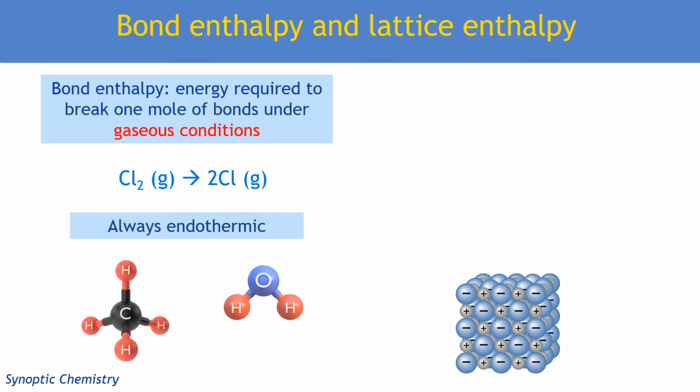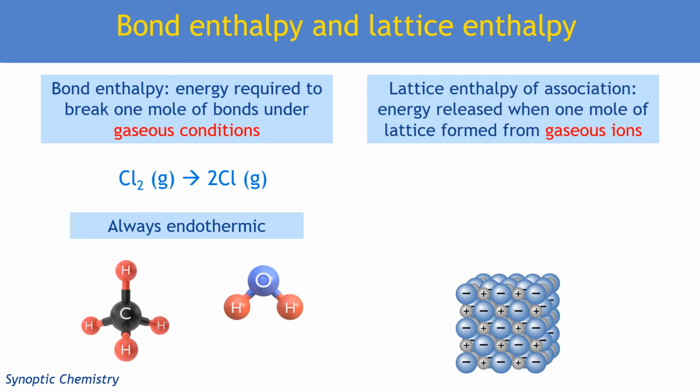Lattice enthalpy is like the equivalent of bond enthalpy, but for ionic compounds. And usually at A level, we define it as lattice enthalpy of association, putting the lattice together. So it's energy released, making bonds, when 1 mole of lattice is formed from gaseous ions. So there are a few differences here that you can see.